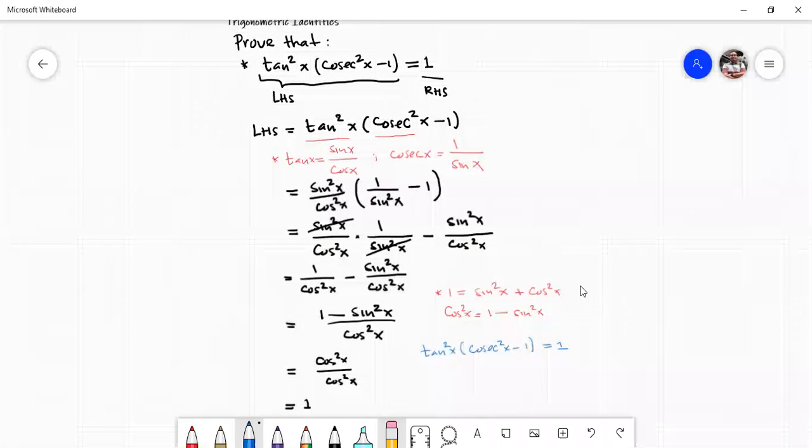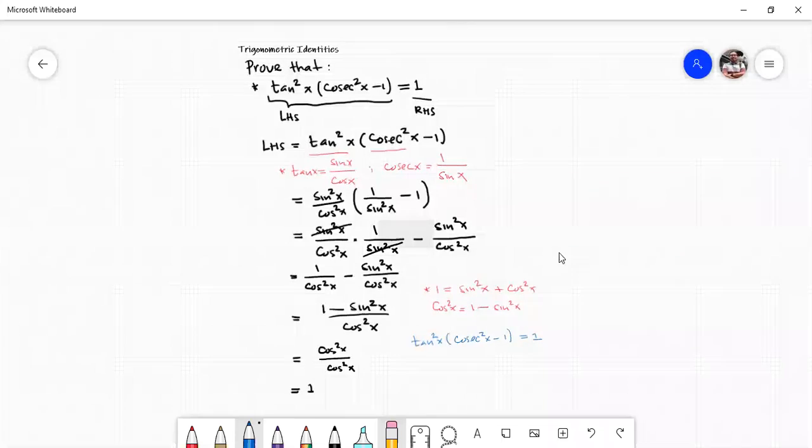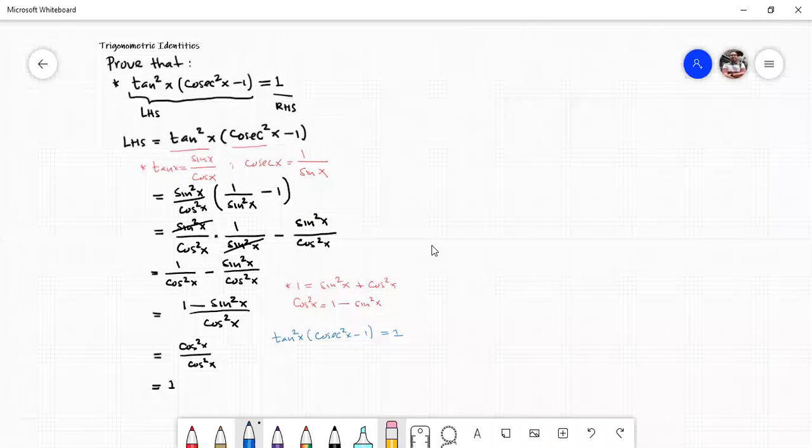Now, as you see here, this is our first example. So, what do you think? Not difficult at all, right? Okay, this is the first problem.